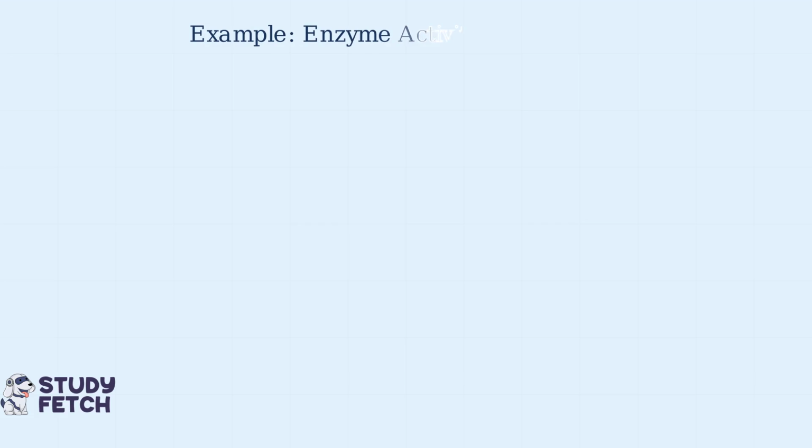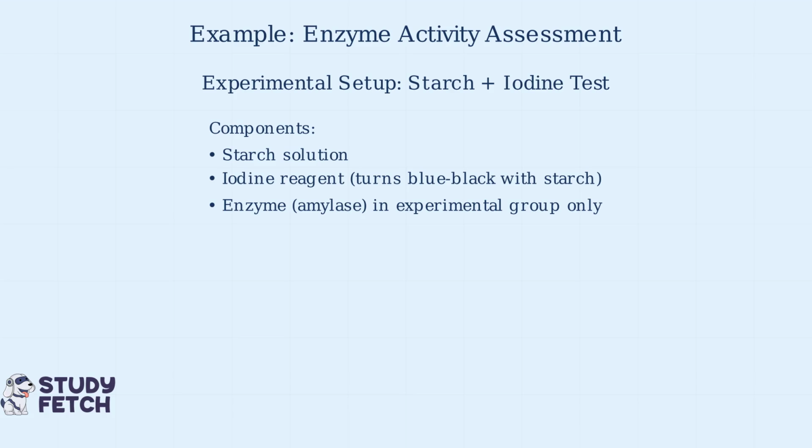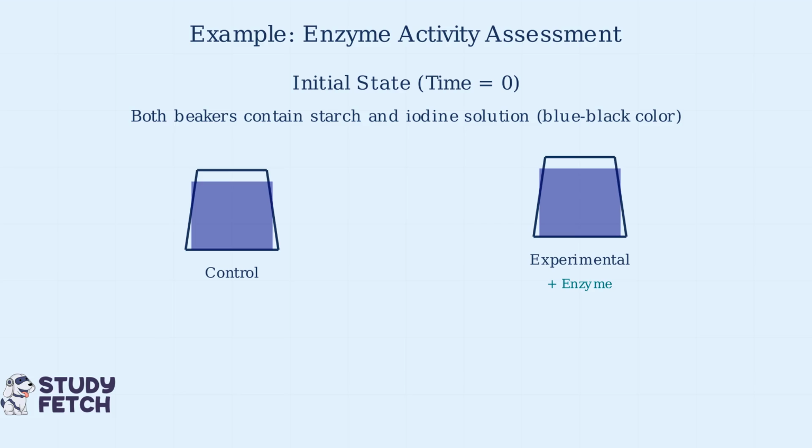Let's examine how control groups are used in enzyme activity assessment. The starch iodine test is commonly used to assess enzyme activity, particularly for enzymes that break down starch. Our experiment uses a starch solution, iodine reagent, which turns blue-black in the presence of starch, and the enzyme amylase, which is only added to our experimental group. At the start of our experiment, both the control and experimental beakers contain starch and iodine, which creates a blue-black color.